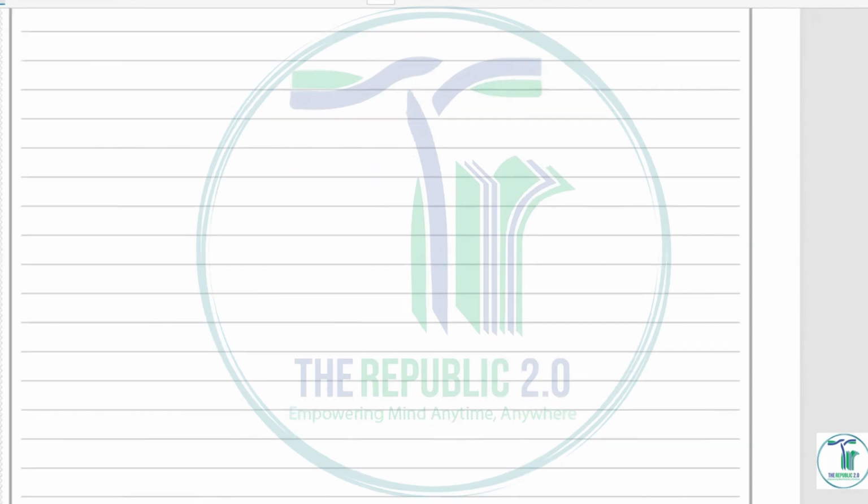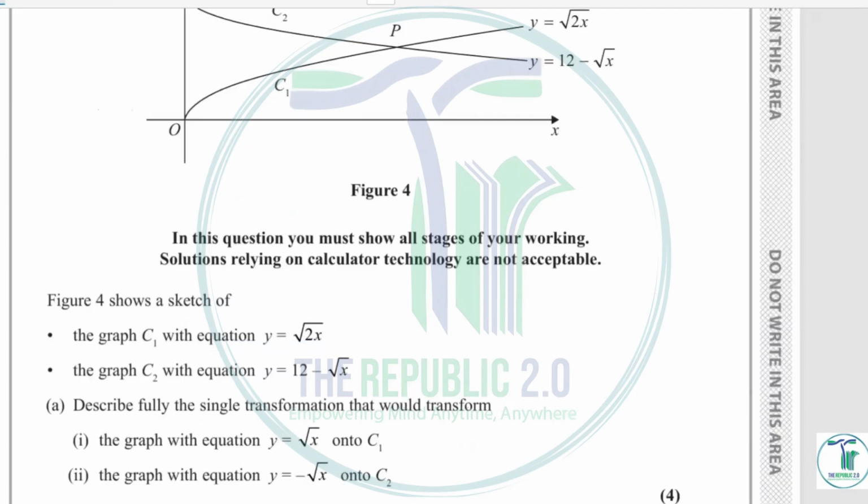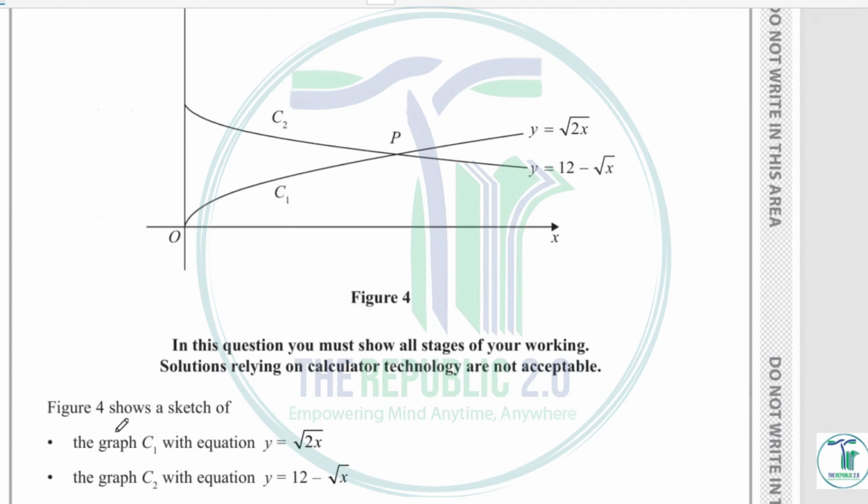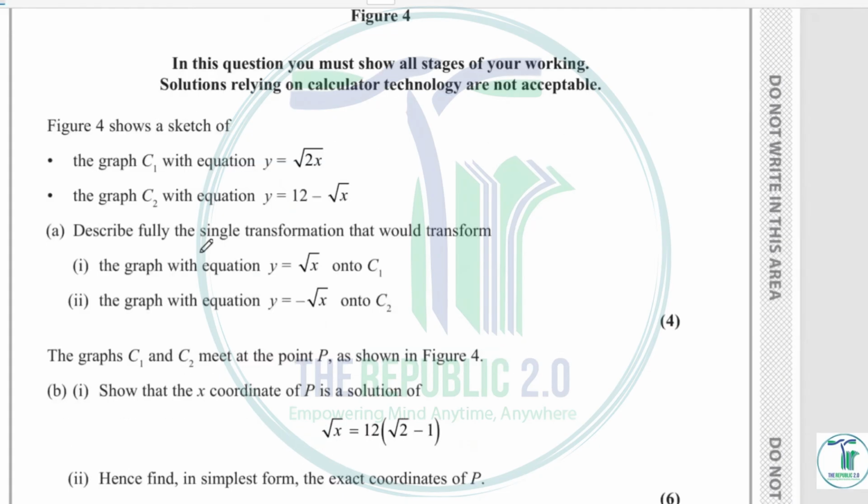Now we have got the next question, that is question number 9. In question number 9, you've got a C1 curve and a C2 curve. And having these two curves, we need to describe the single transformation that would transform the graph with equation y is equals to under root x into C1. Well, y1 was under root 2x, right? And now we have got under root x. So what kind of a transformation is this? This is a stretch along the y-axis by under root 2, right?